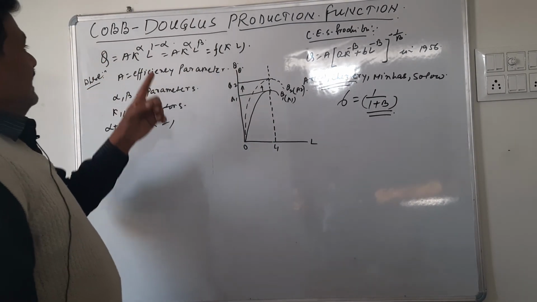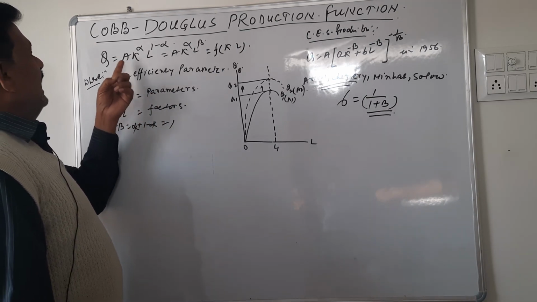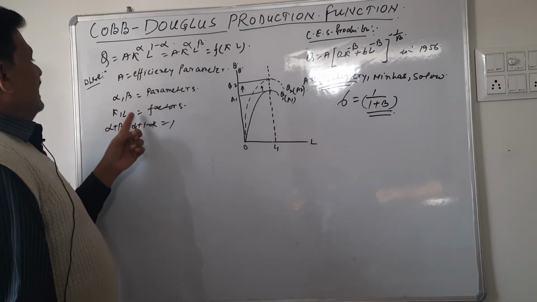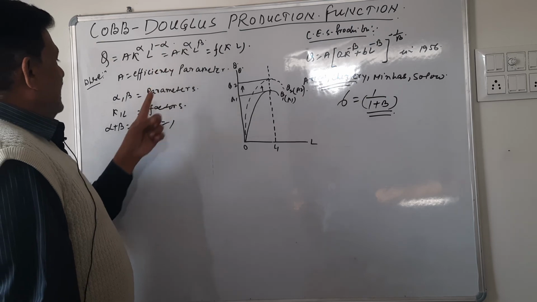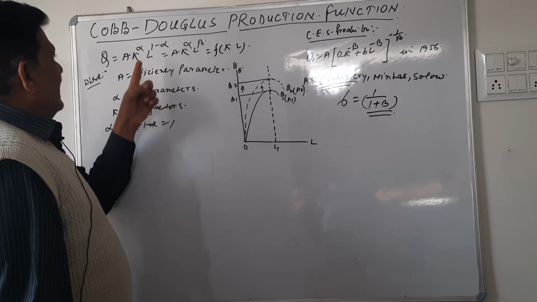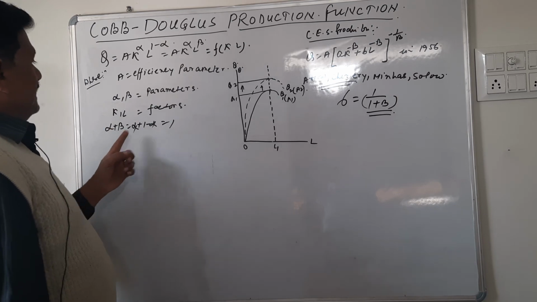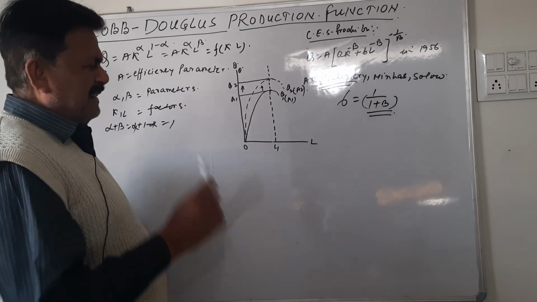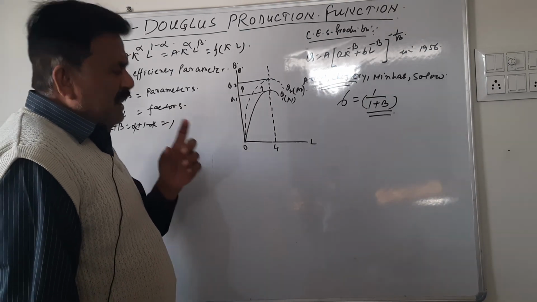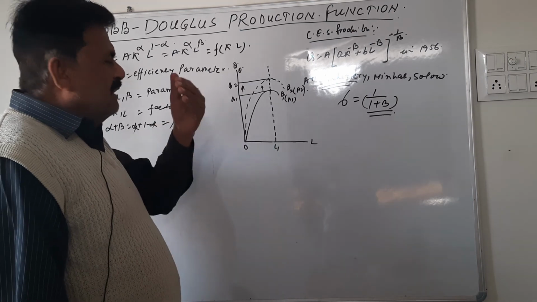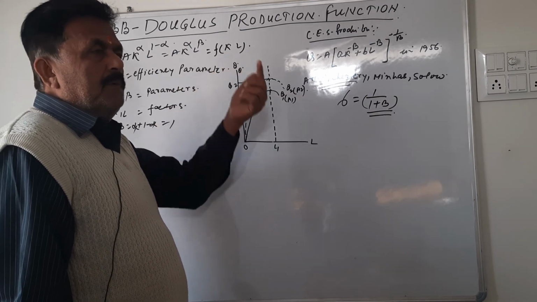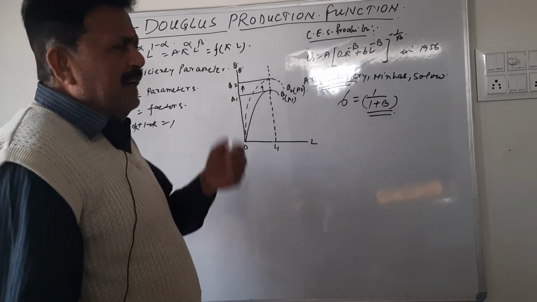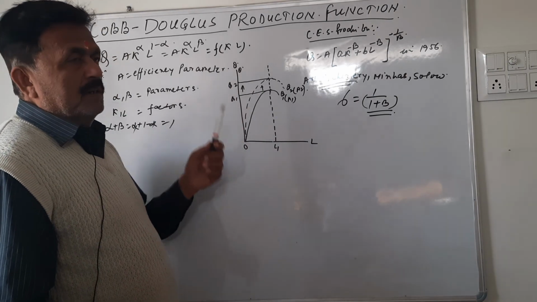Now this Cobb-Douglas has this A, which is known as the efficiency parameter. I'll explain its meaning. K and L are the factors, this alpha and beta are the parameters, and the sum of these two parameters alpha and beta equals 1. Now this A is the efficiency parameter. This implies that for any unique combination of factors, a larger value of A will lead to a larger level of output. In simpler terms, enhancement of A will shift the production function upward.